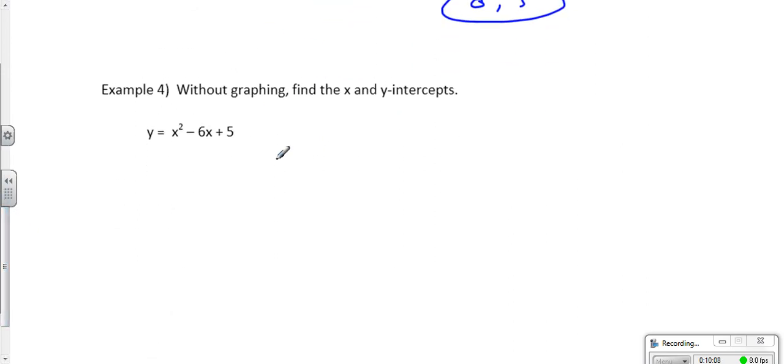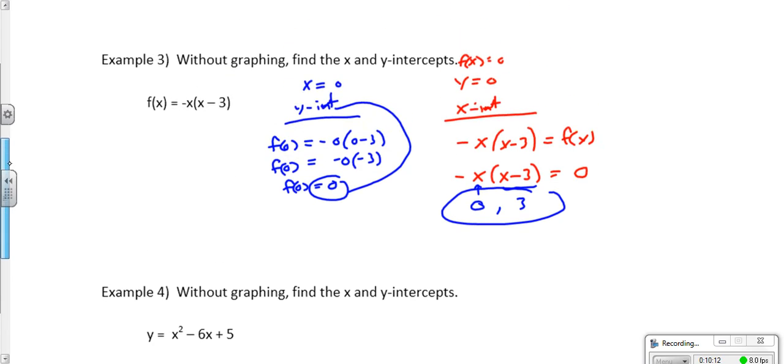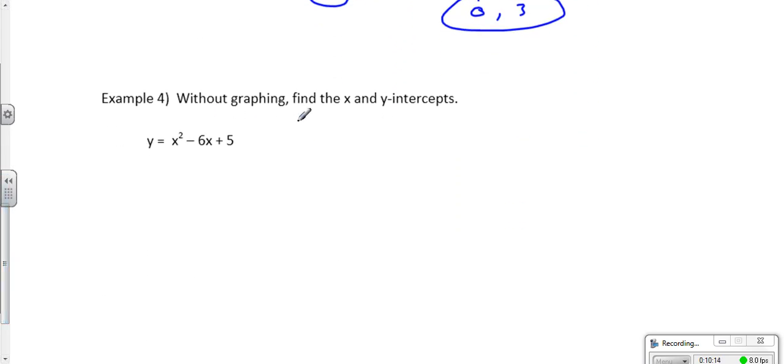Next one. Alright, how do we do that? Just like before, the first one we did was x equals 0. If I plug a 0 in for x, I want to get the y-intercept. So I have y equals, and I plug a 0 in, and I get y equals 5, because 0 squared is 0, negative 6 times 0 is 0, and this is our y-intercept.